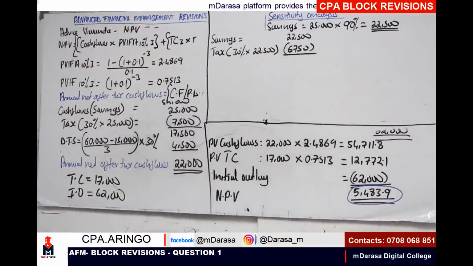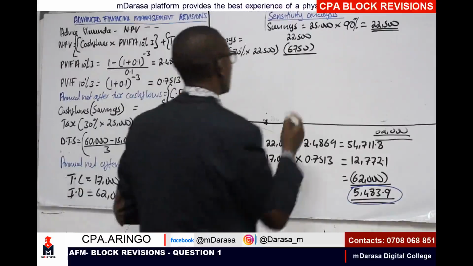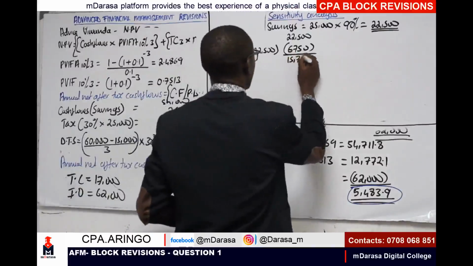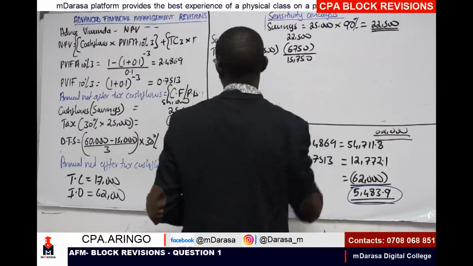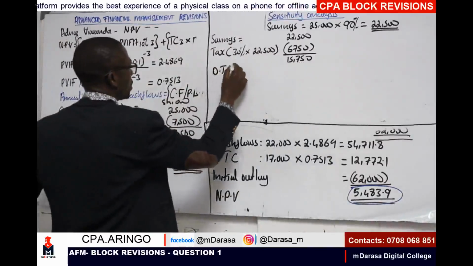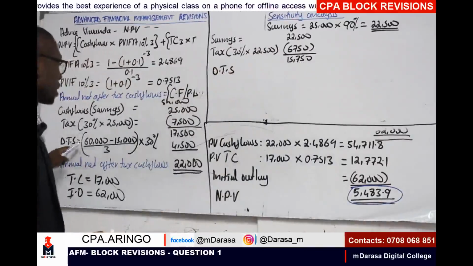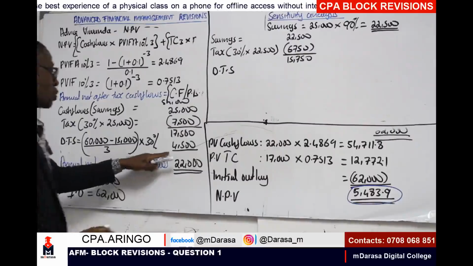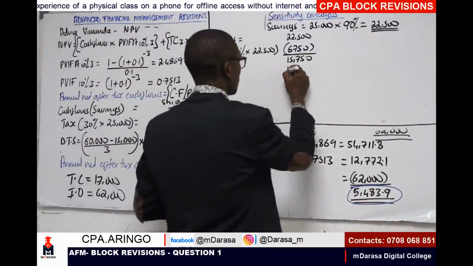That should give us 22,500 minus the answer to give me 15,750. We add our depreciation tax shield. Depreciation tax shield will not change, which in this case we had 4,500.